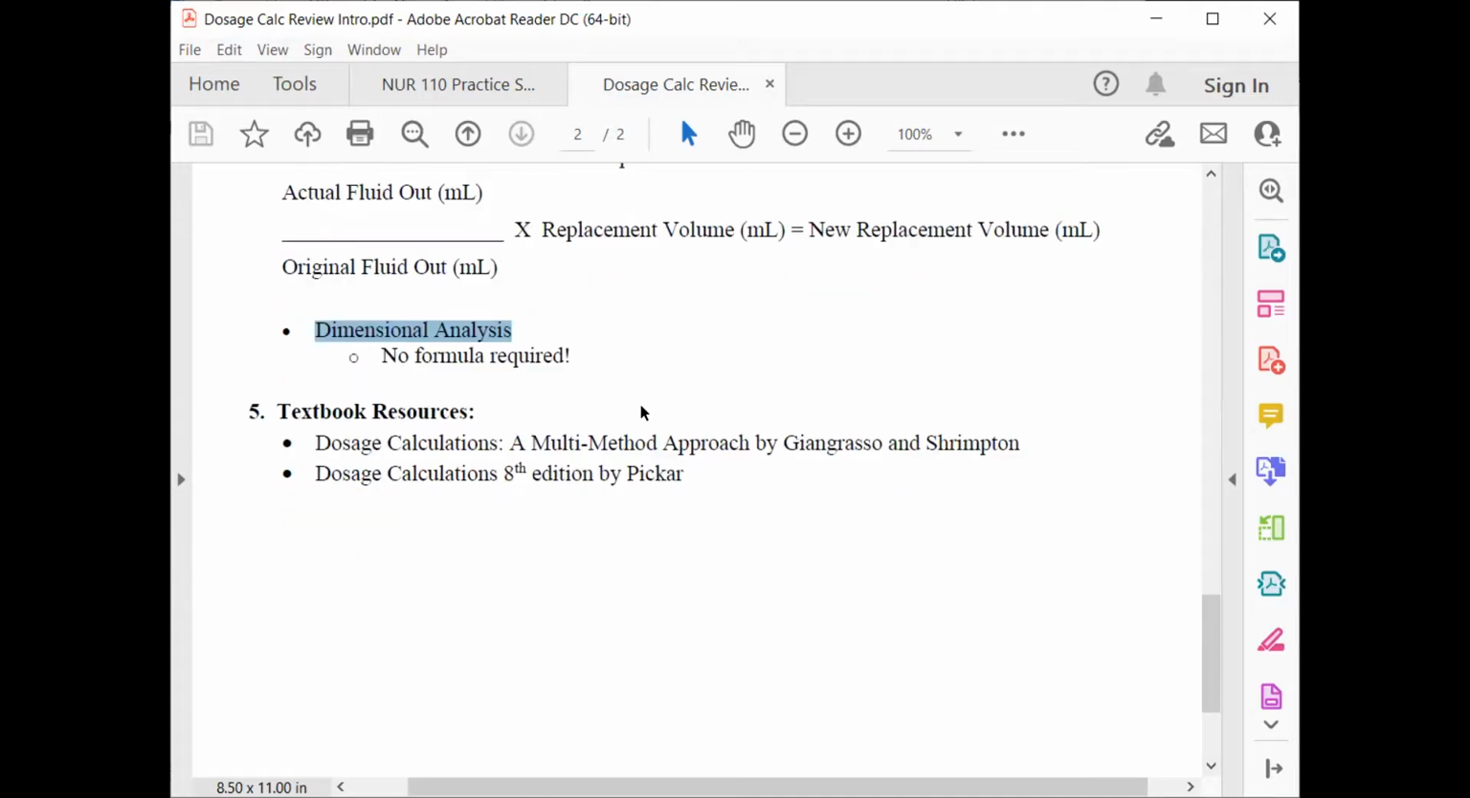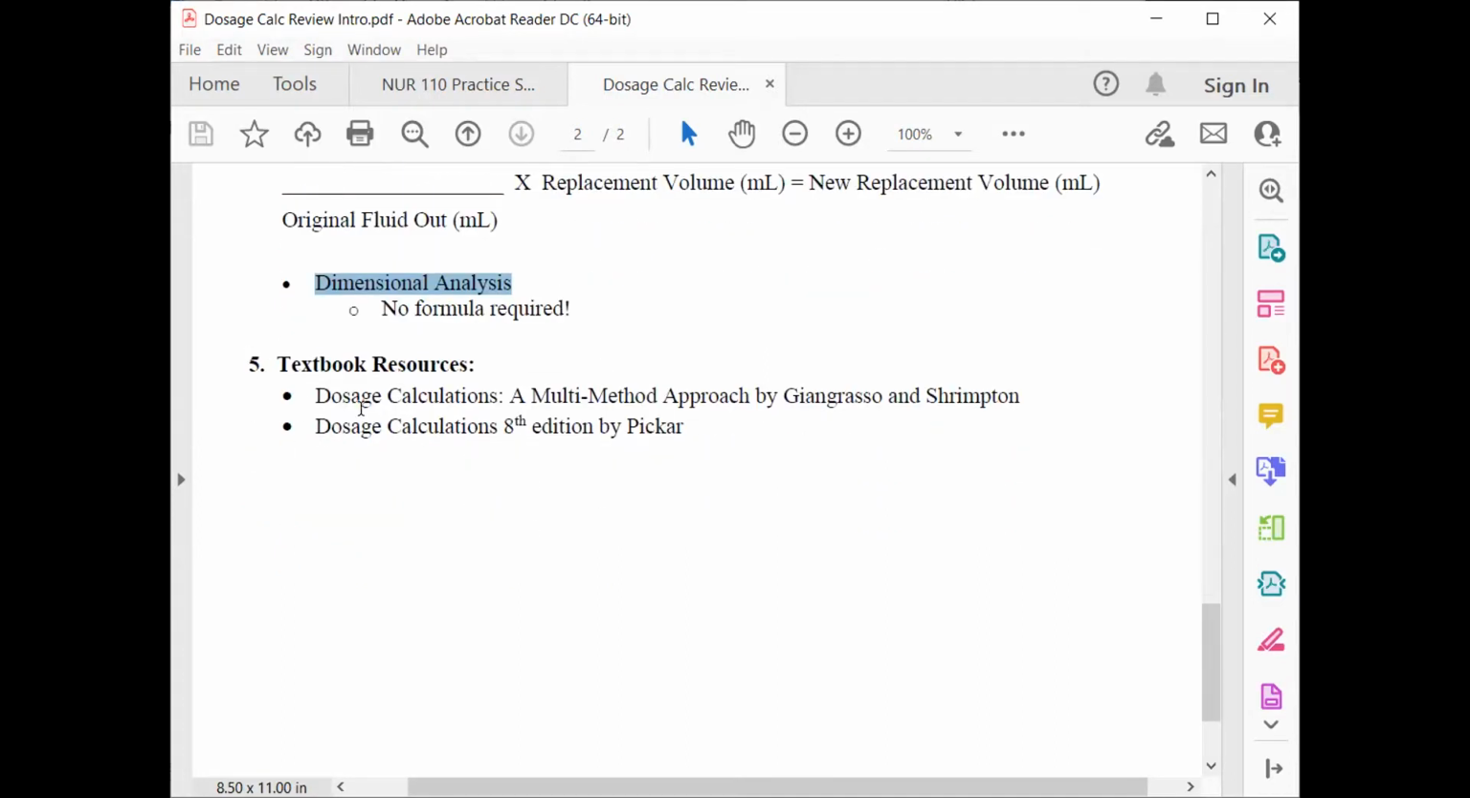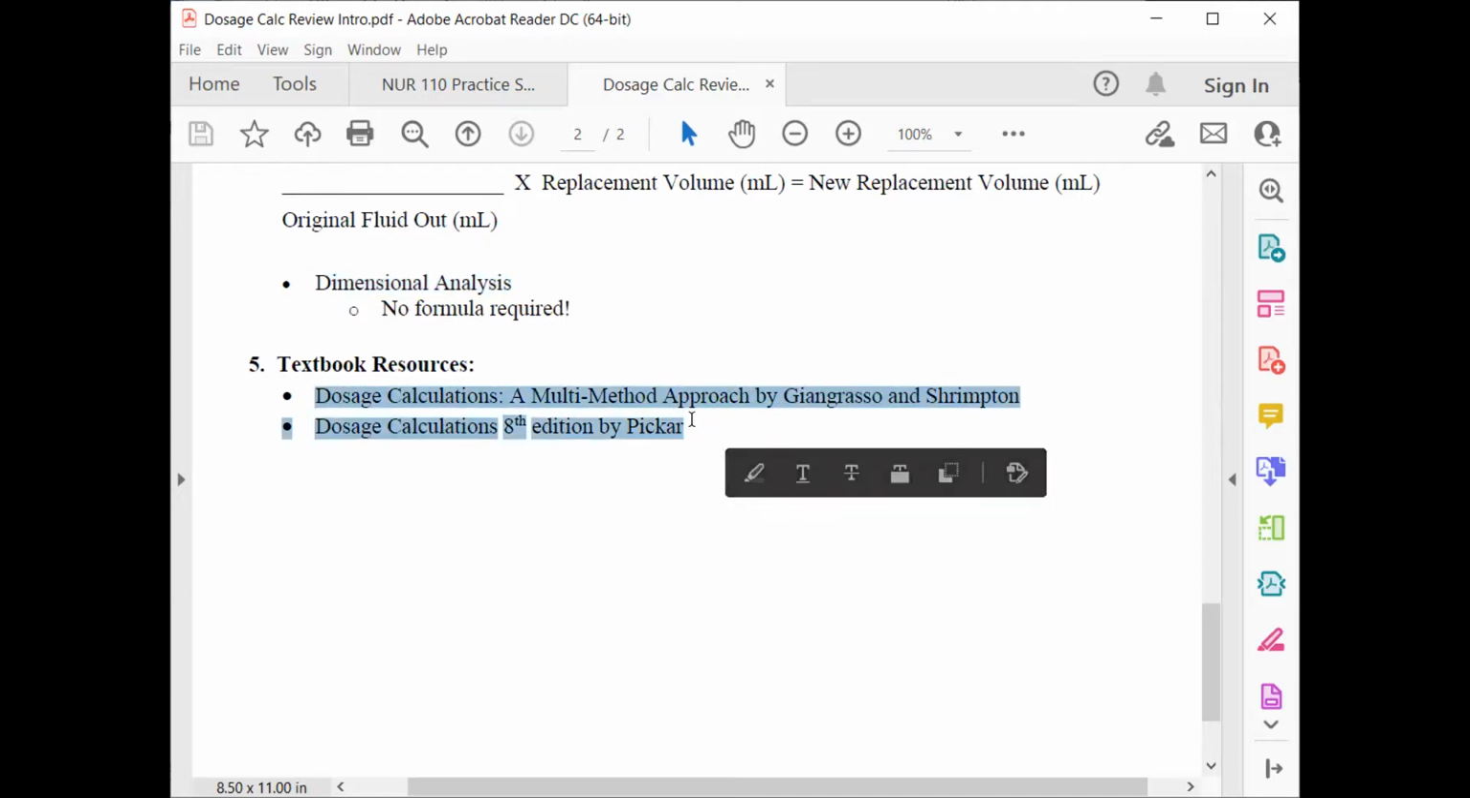And then the last thing, if you need some textbook resources, these might be available at the library, but these are some of the resources that I've utilized. There's also YouTube videos for dosage calculations. Some of them are mine. Some of them are the Nursing Tutor RN. That can be helpful. So there's a variety of practice that's available for you.